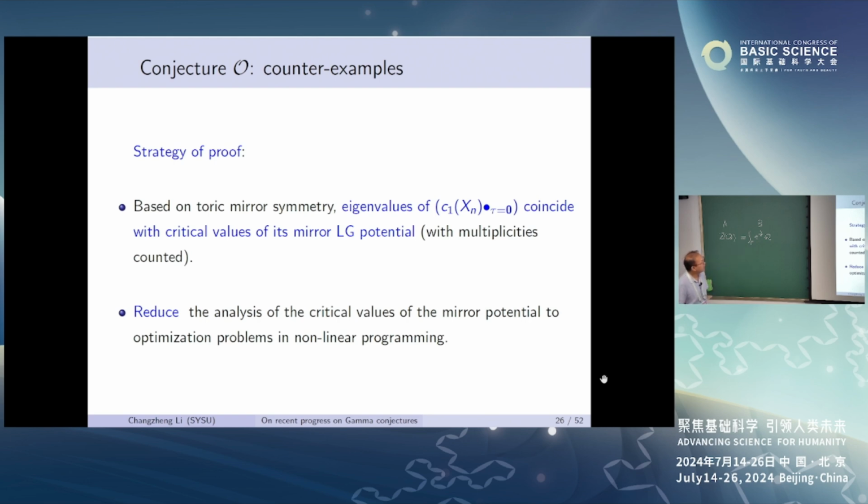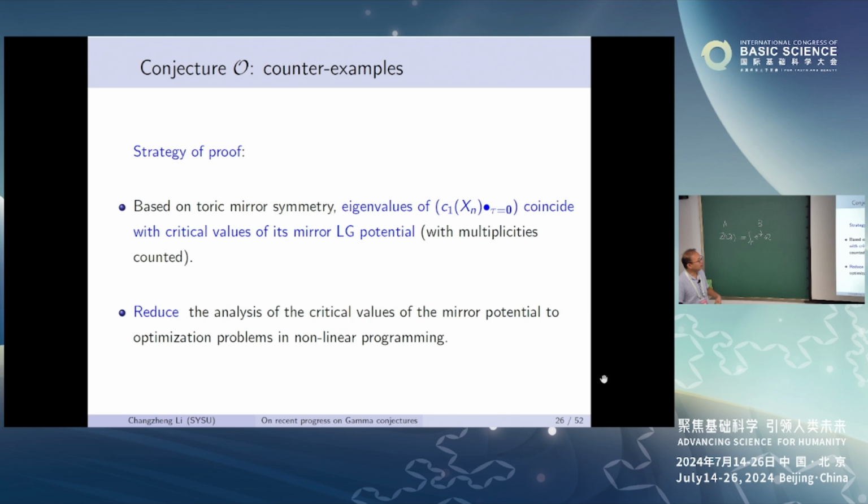And the strategy is that the A side is always difficult. The quantum cohomology is difficult to study, and the eigenvalues are difficult. But for mirror symmetry, we expect that the eigenvalues of the first Chern class coincide with the critical values of the superpotential. This was proved for toric Fano manifolds, and also recently for flag manifolds of type A by myself and some of my collaborators. In the toric case, it was known to many experts, but it was first proved by Akhtar in his paper.